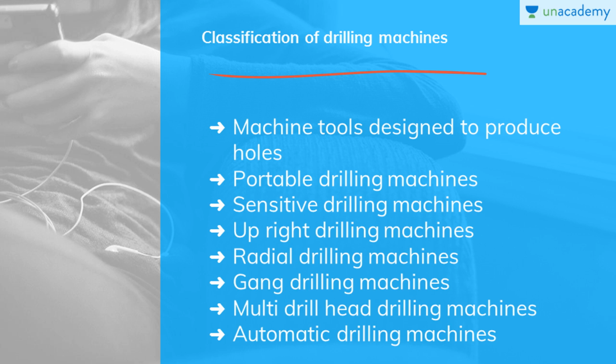So what is the classification of these drilling machines? Drilling machines are broadly classified as follows: the portable drilling machine, which is also called a hand or electric drilling machine; the sensitive drilling machine, which is also called a bench or floor mounted drilling machine; the upright drilling machine, which is also called a vertical drilling machine; the radial drilling machine; the gang drilling machine, which is also called a multiple spindle drilling machine; the multi-drill head drilling machines; and automatic drilling machines.